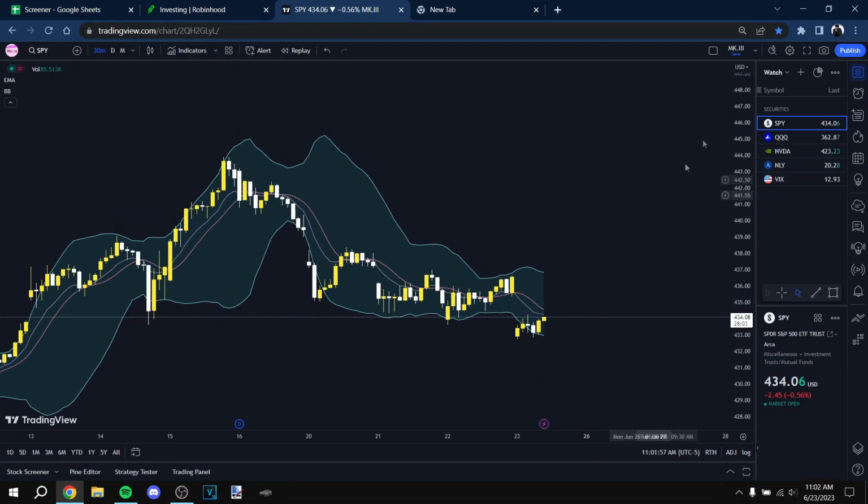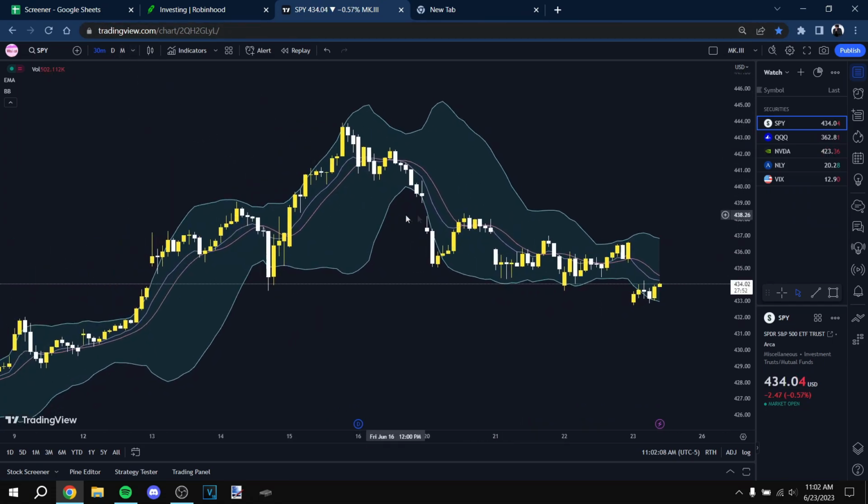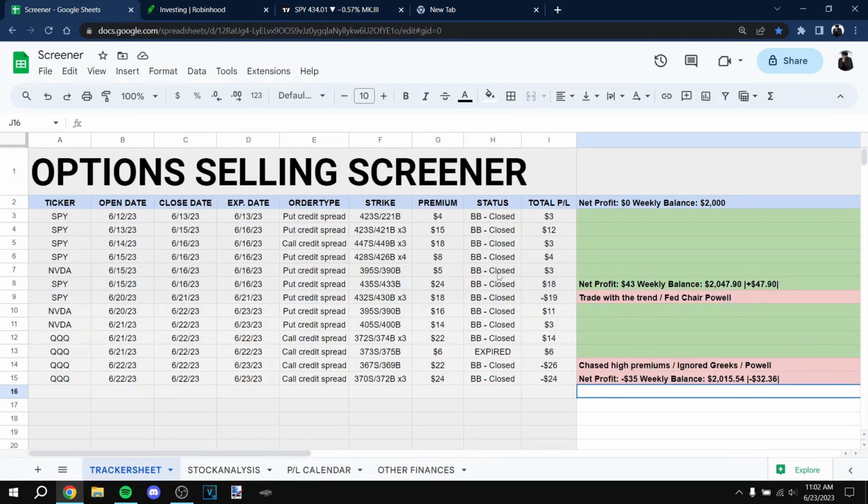Alright. So here's TradingView, and these are the two indicators that I use to help me identify what strike prices I want to sell. Of course, more goes into it than just Bollinger Bands and moving averages. I use support and resistance. Let me get to that in a minute.